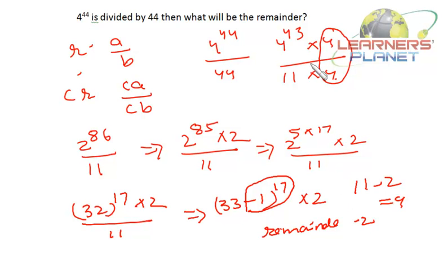But as we have already discussed, if CA is divided by CB, the remainder will be CR. So in this case C is 4. So 4 raised to 44 divided by 44, the remainder will be 9 times 4, that is 36. So the problem is very simple. It looks tedious, but involvement of one more concept is there, and the concept is actually very simple. Okay, let's do one more problem like this.